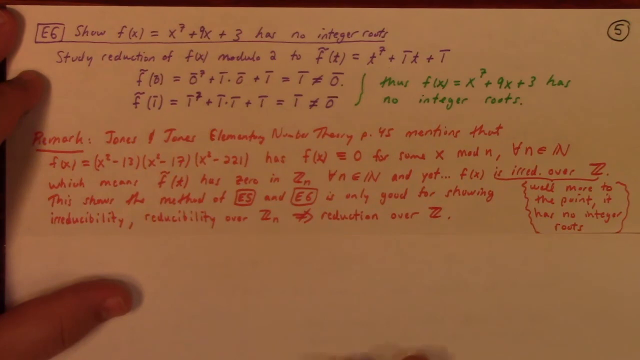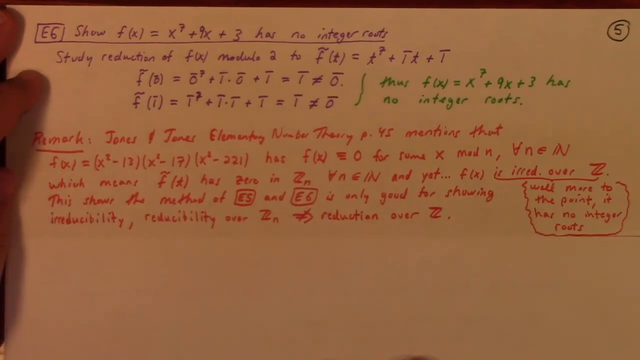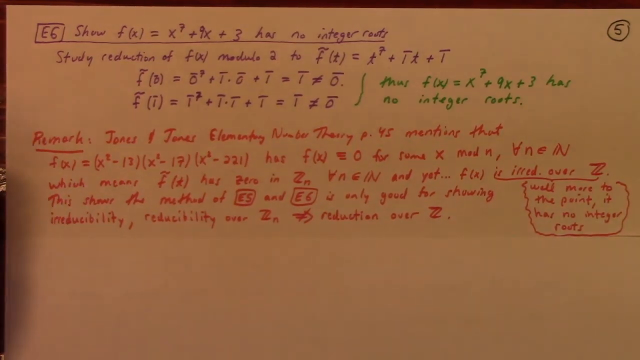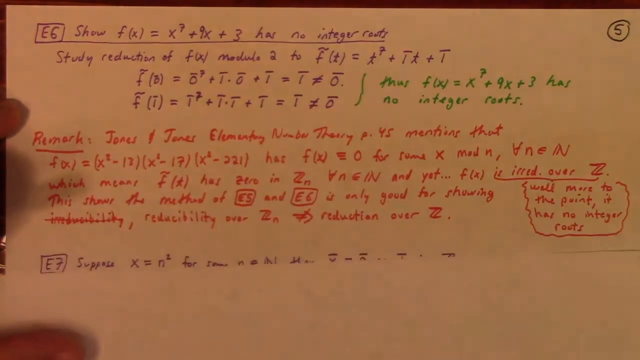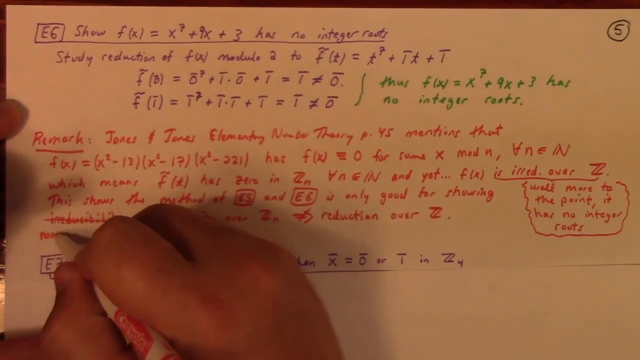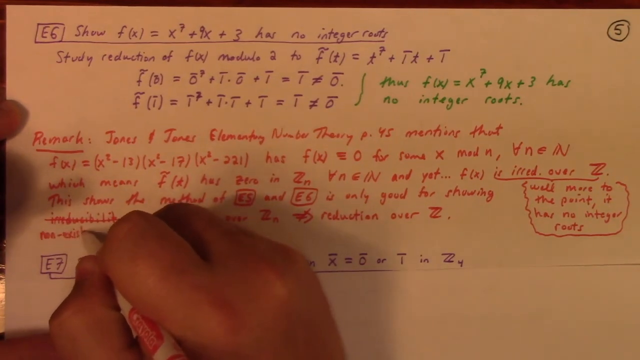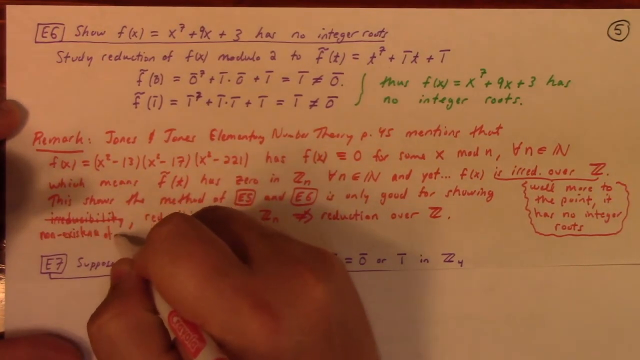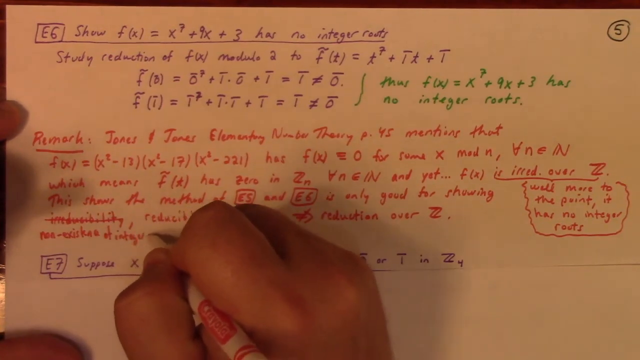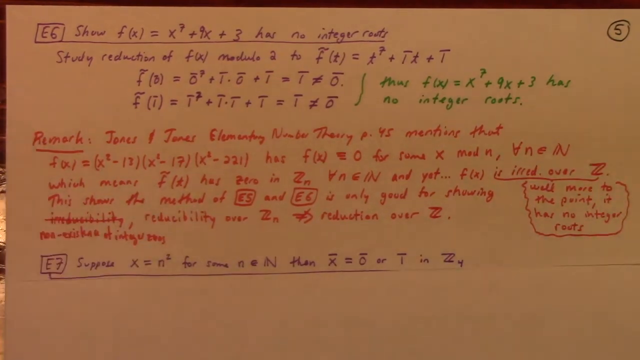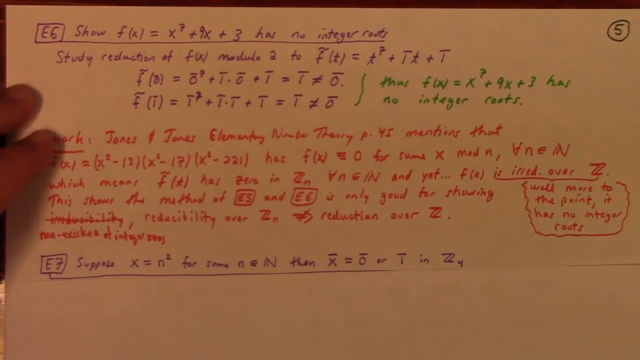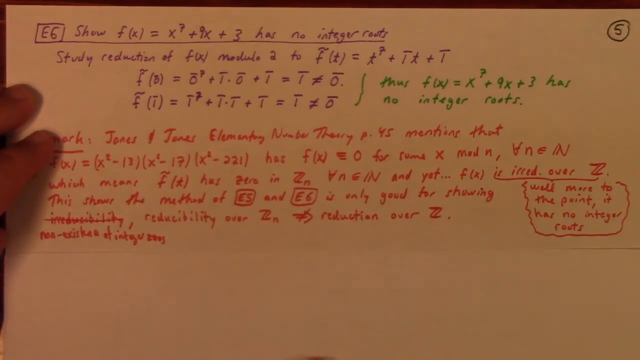So what this shows is that the method of example 5 and example 6 is only good for showing, I shouldn't say irreducibility either, it's only good for showing the non-existence of integer zeros. In other words, on the flip side, reducibility over Zn does not imply a reduction over Z.